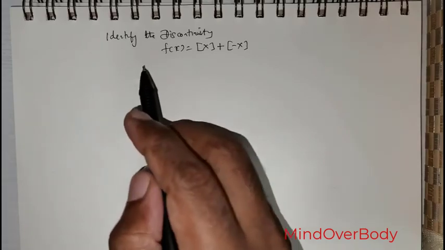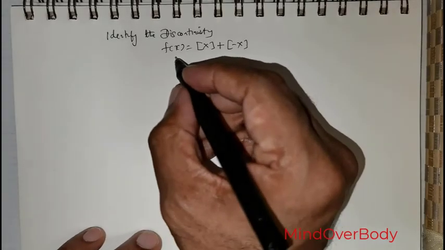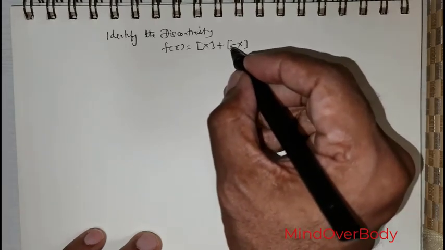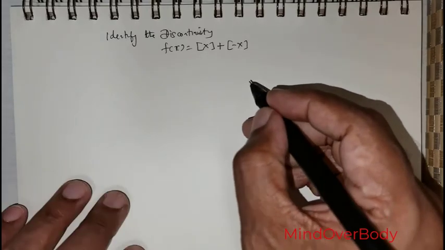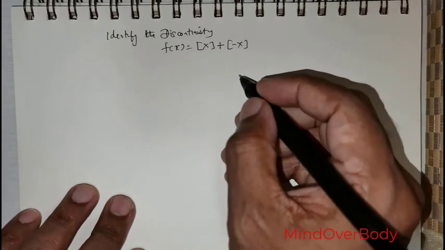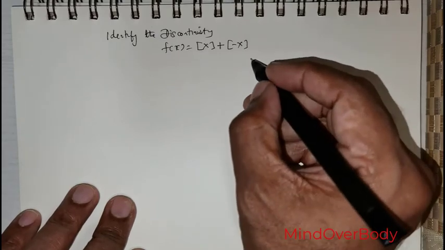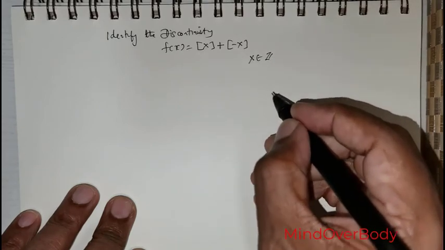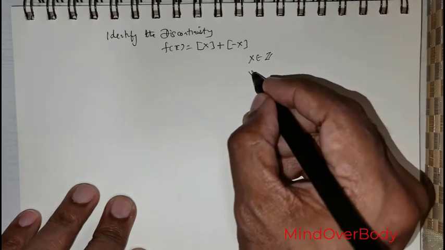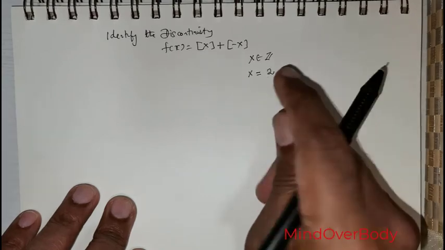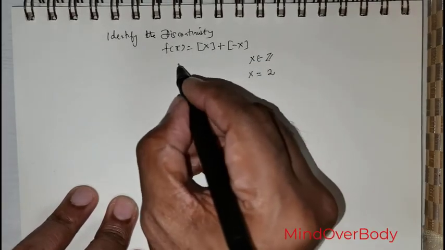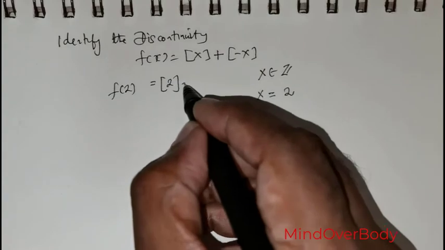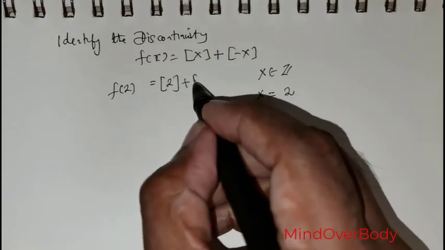Students, we are given this question. Identify the discontinuity given that f of x is equal to greatest integer of x plus greatest integer of negative x. Now foremost, let us try to understand how the function looks graphically. Now if I were to take x to be an element of integers, say let me just take x to be equal to 2. So if I were to substitute here, f of 2 is greatest integer of 2 plus greatest integer of negative 2.